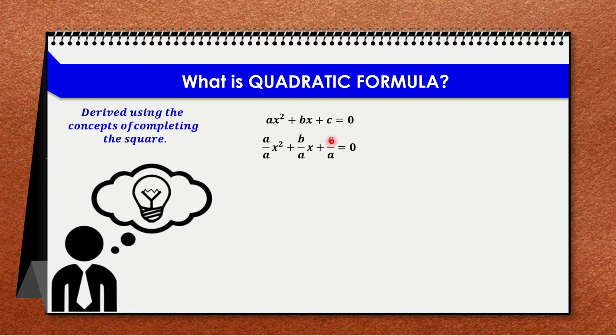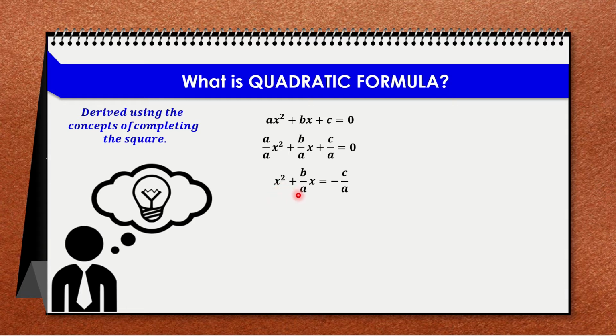In the first step of completing the square, we need to rewrite the equation so that the terms containing the variable are on one side while the constant term is on the other side. From here, we will have x squared plus b over a x is equal to negative c over a. We just moved the constant term to the other side, while a over a becomes equal to 1. That's why we only have x squared here.